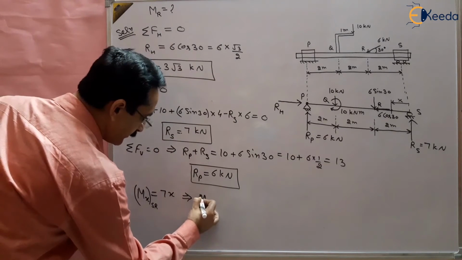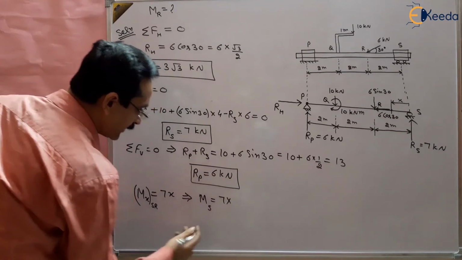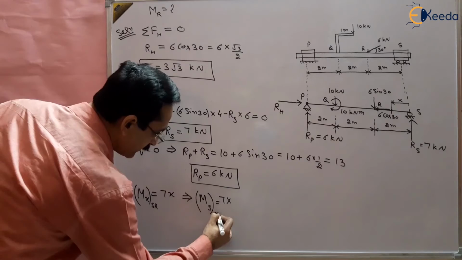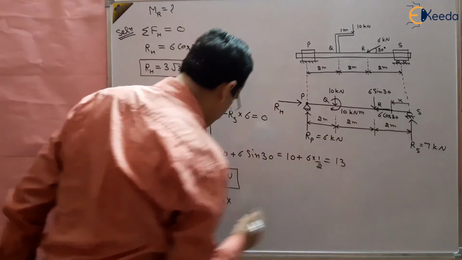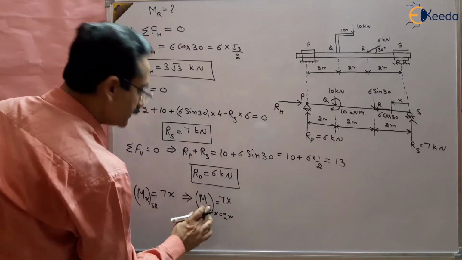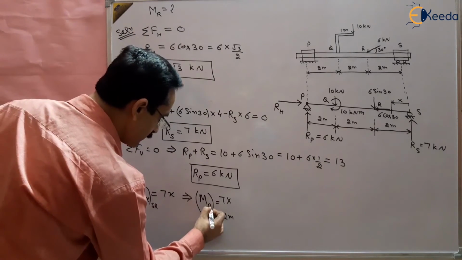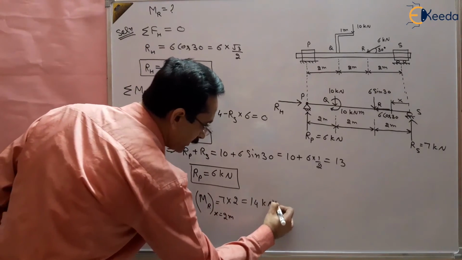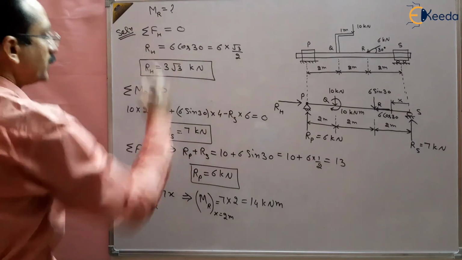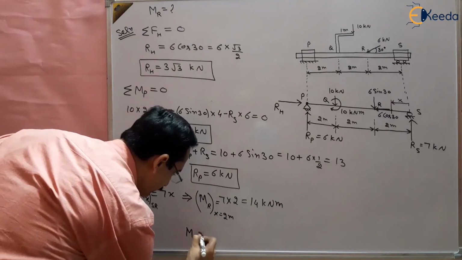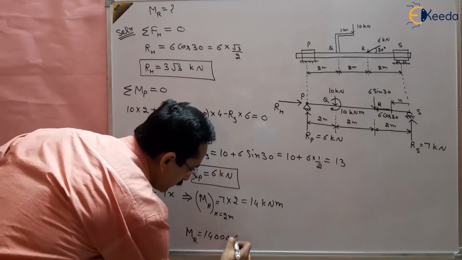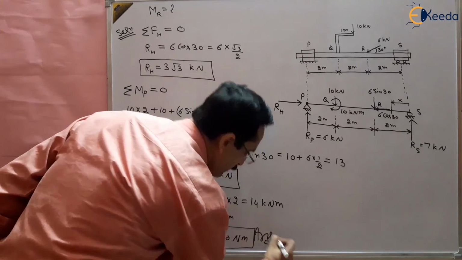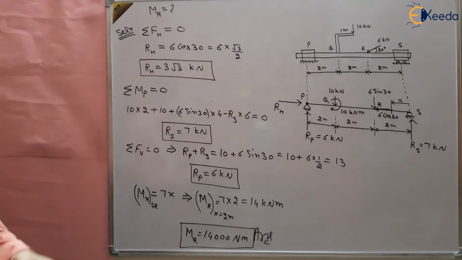So at point R, MR will equal 7 multiplied by the distance, because at this point the value of x is 2 meters. So that is equal to 7 into 2, that will equal 14 kilonewton meter. If we want to find it in Newton meter, then MR will be equal to 14,000 Newton meter. So this is the answer of this question.